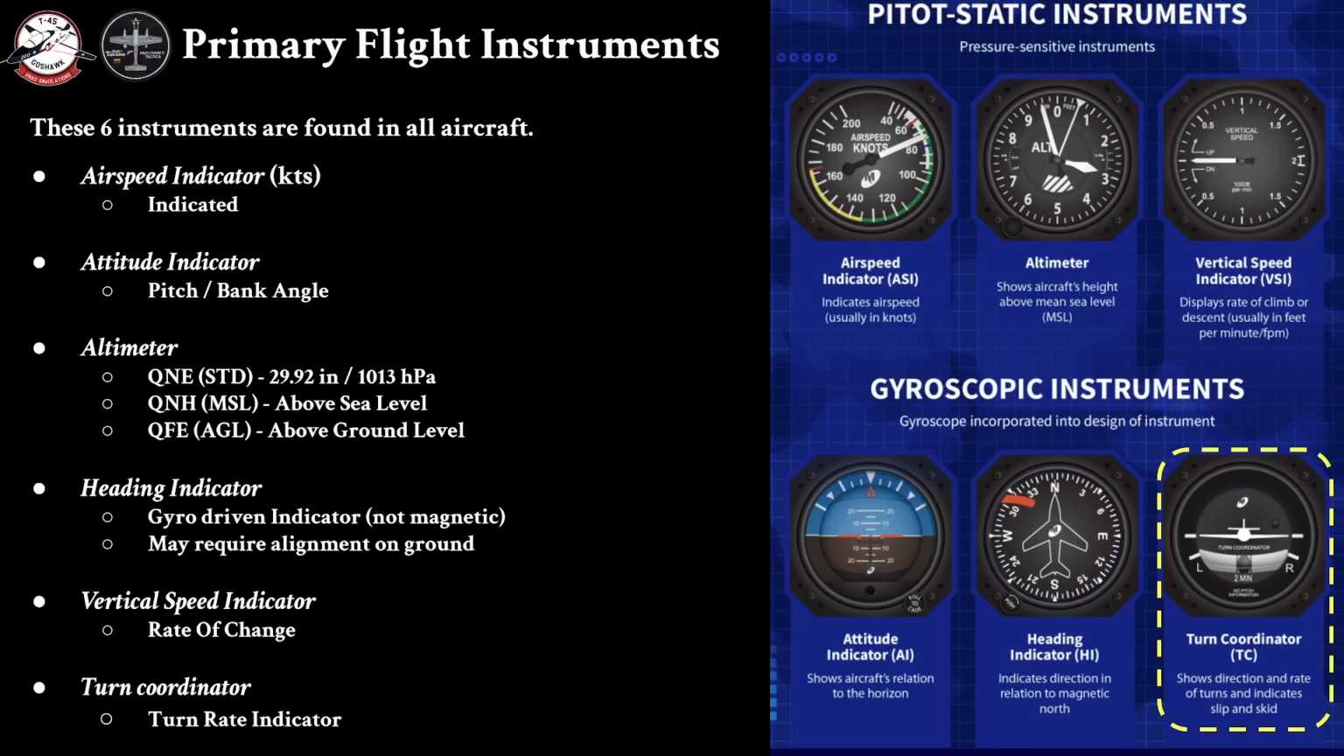Okay, slip and skid. If this ball is not in the middle, if it's over here on the left, the easiest way of thinking about this is step on the ball. So if the ball's on the left, you want to gently step on that left rudder to center that ball. If the ball's on the right, you want to gently step on that right rudder to put that ball back in the middle. Okay? If it's in the middle, that means the aircraft is in coordinated flight.